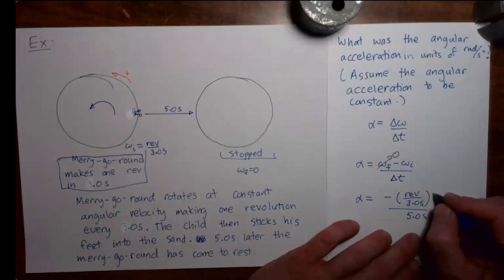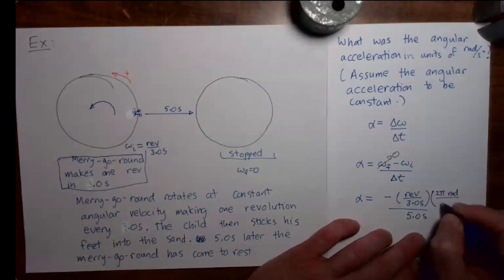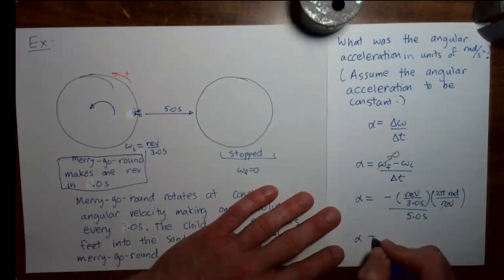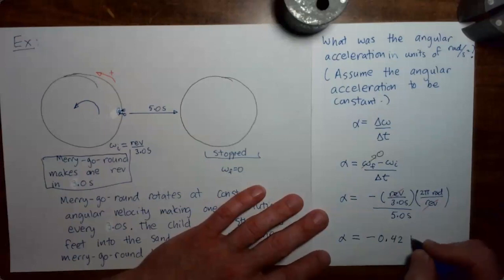So I'm going to use the conversion factor from revolutions to radians. So 1 revolution is 2 pi radians. So I can put in a conversion factor, 2 pi radians over revolutions. So revolutions cancels. So putting the numerical values into your calculator, minus 2 pi over 15 will give you minus 0.42, and then the unit will be radians per second squared.